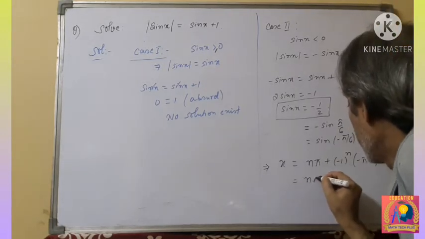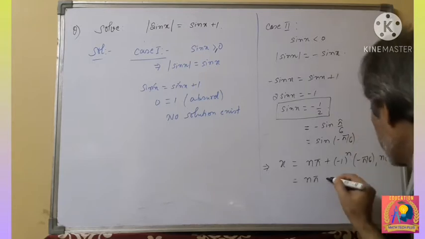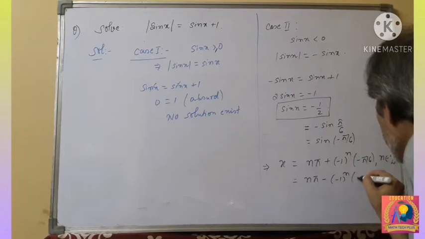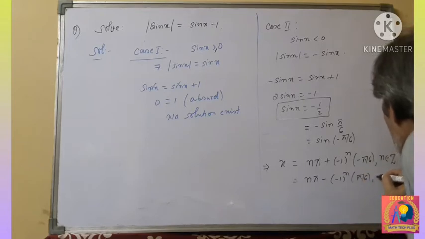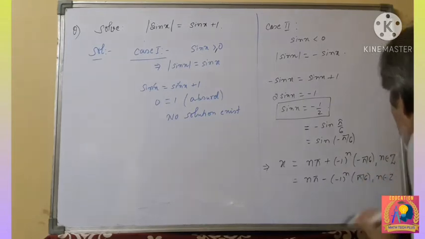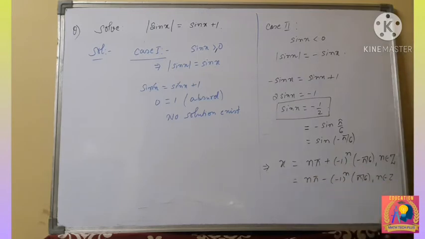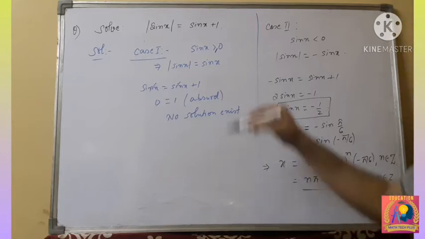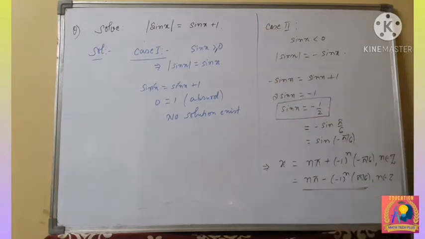It can also be written like this, where n belongs to Z, where Z is the set of integers. So finally this is the solution. Case 1, no solution exists. Case 2, solution does exist, and that too infinitely many solutions exist.